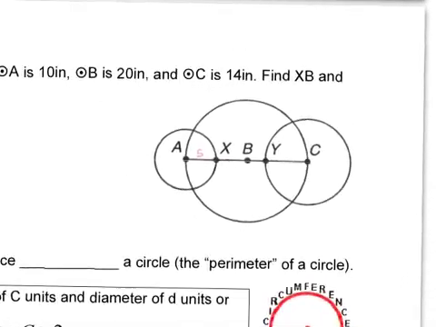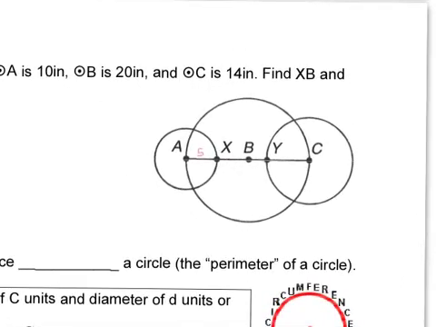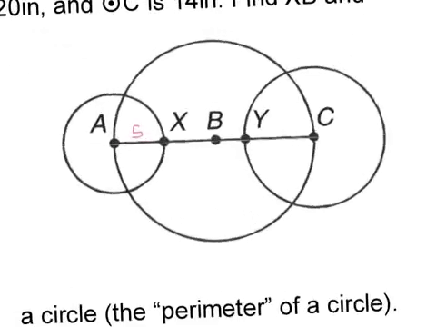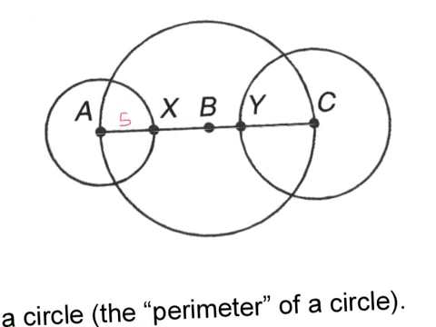Alright, next thing it says is the diameter of circle B is 20 inches. So that means all the way across here is 20, which means that this distance is 10. So let's mark that. The radius is 10.